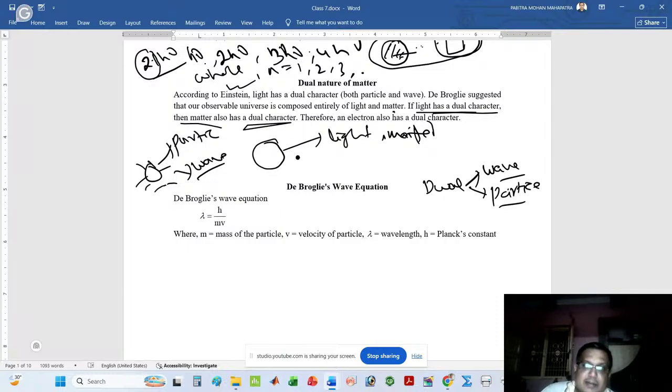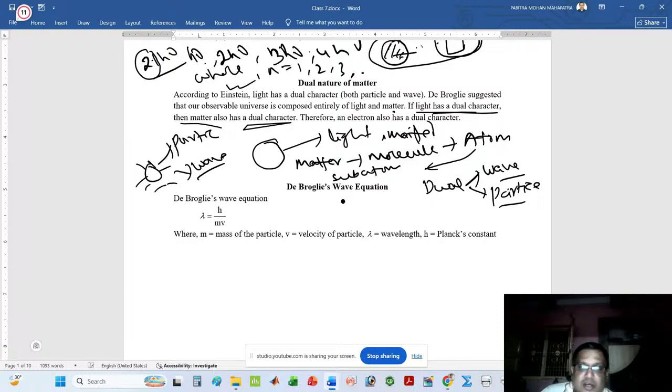We know that matter is made by some molecules. Molecule is made by what? Atoms. Atom is made by what? Subatom. Subatom means what? Electron, proton, neutron. Subatom means electron, proton, neutron.